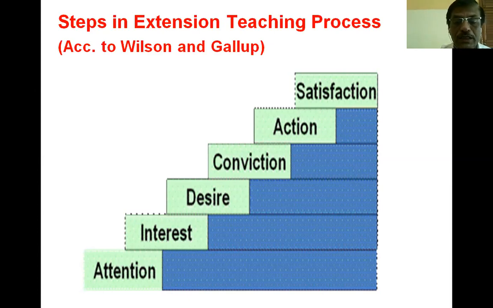So it is giving more yield than the existing variety, and it is resistant to disease and resistant to pest. So thereby you can create more interest. First you draw the attention, then you create interest. The next step is desire. Create a desire, stimulate desire to know more and more about the variety.